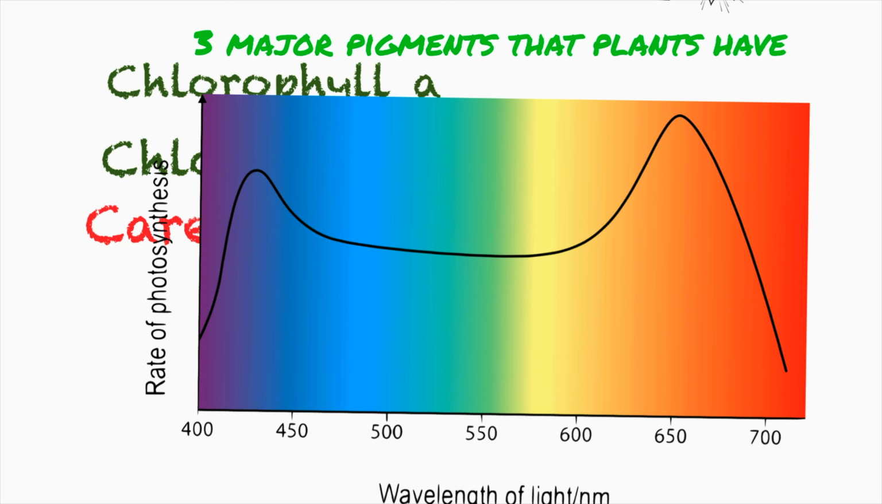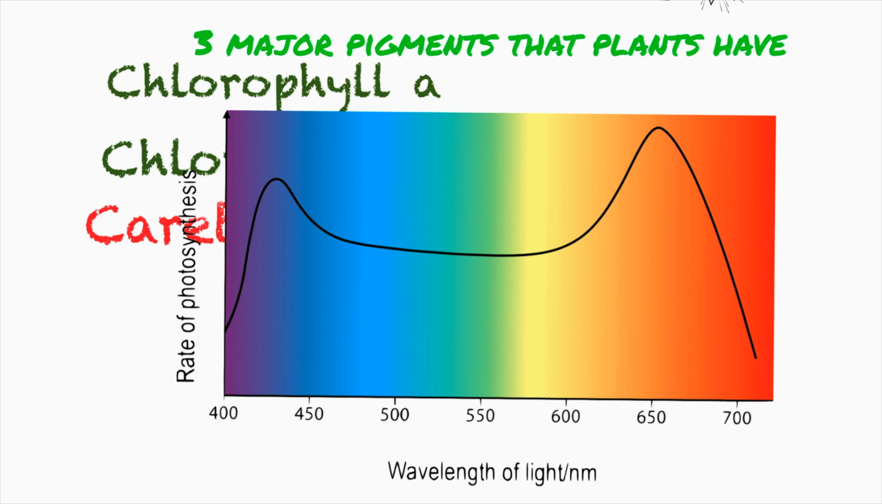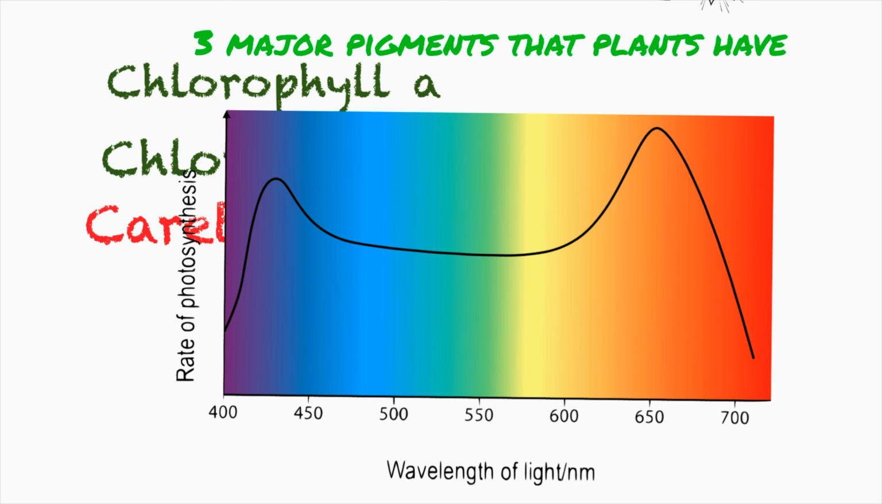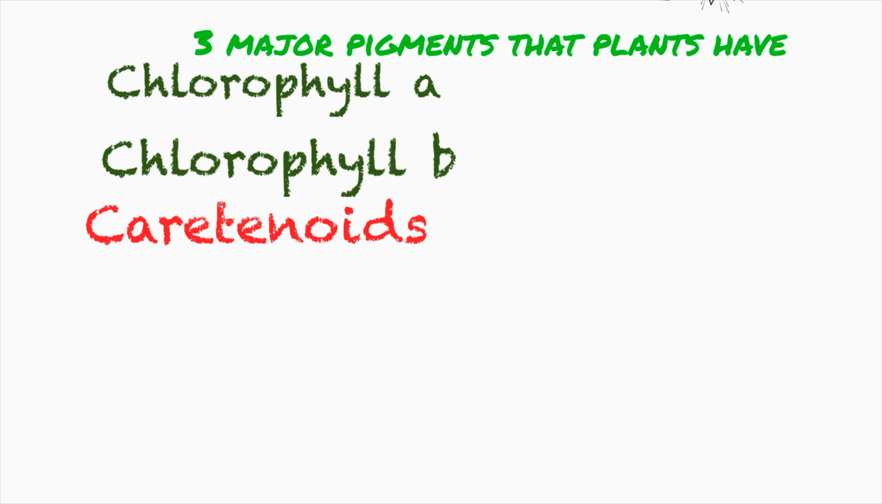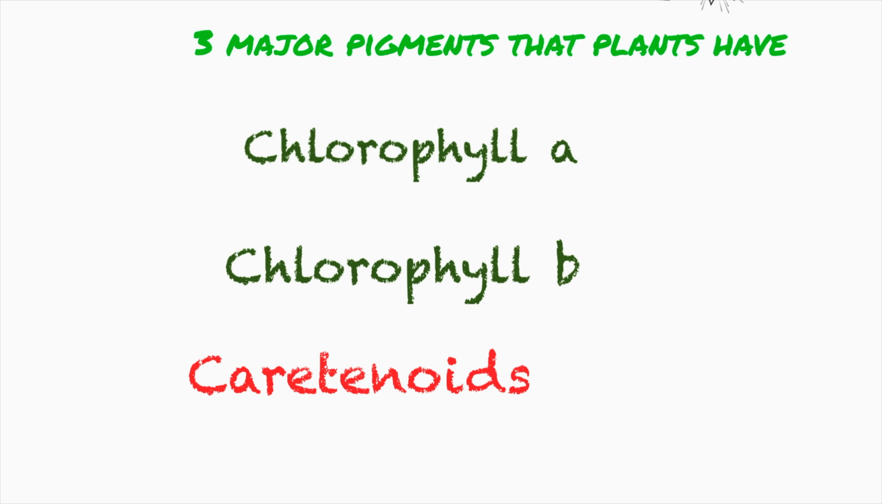So this is a typical action spectrum graph, and as you can see here, it tells you where exactly the plant does a lot of photosynthesis. But why is it that plants do prefer different wavelengths of light? This has to do with the pigments that plants have. Now, as I told you, there are three main pigments that plants have.